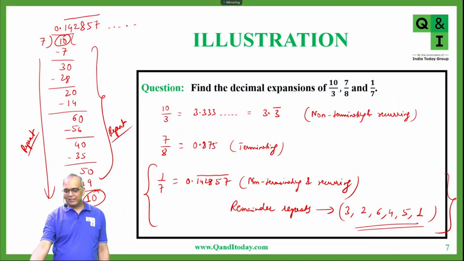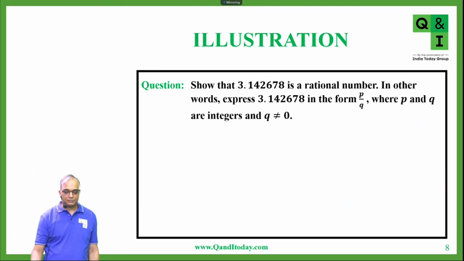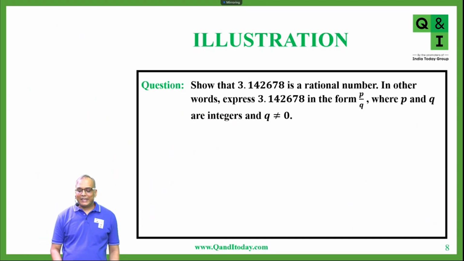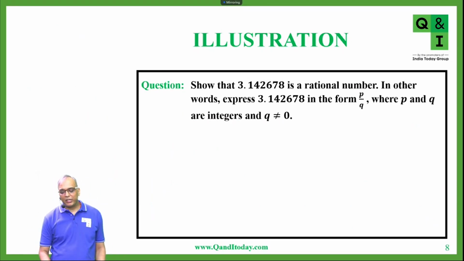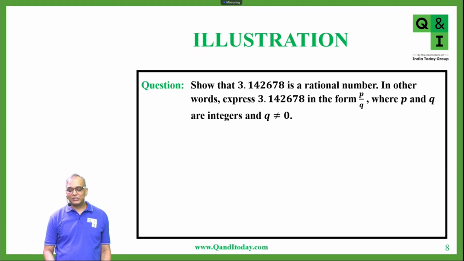So students, I'll move to the next part now. Now, the next question is, show that 3.142678 is a rational number. In other words, express 3.142678 in the form P by Q, where P and Q are integers and Q is not equal to 0.